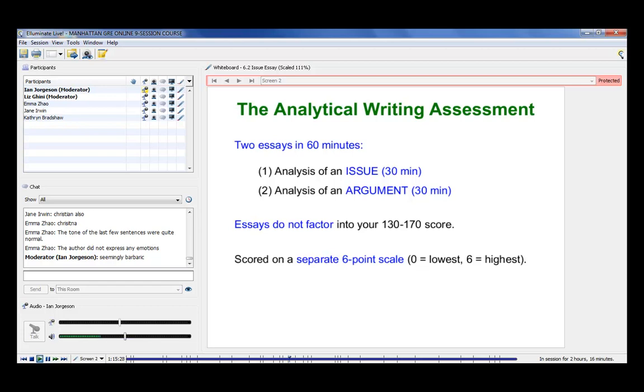And we need to be really clear what our job is, because one of the easiest ways to get a low score on the essay is to misinterpret or not stick very closely to the task that they give you. I think the most important point on this slide is the essays do not factor into your 130 to 170 math and verbal scores. They don't. They're scored separately.